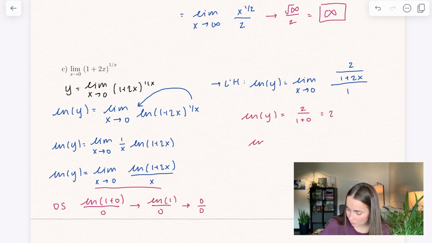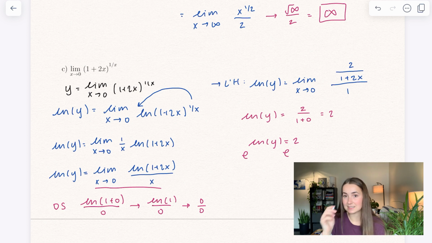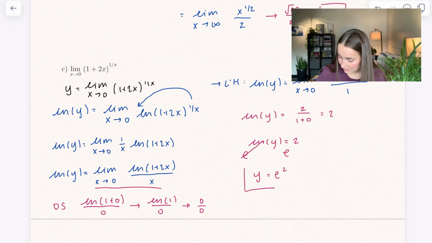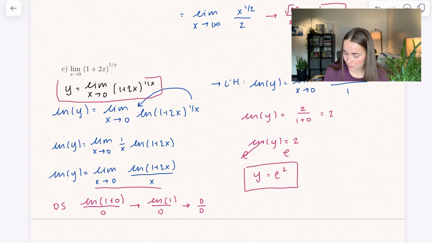That means the natural log of our solution was equal to 2, and we want to raise both sides to e. Here that cancels out with the natural log, and we're left with y is equal to e squared. And that is our solution, e to the power of 2. The reason why I leave it as y is because we set y equal to our original limit.